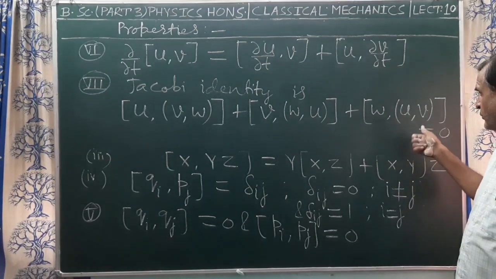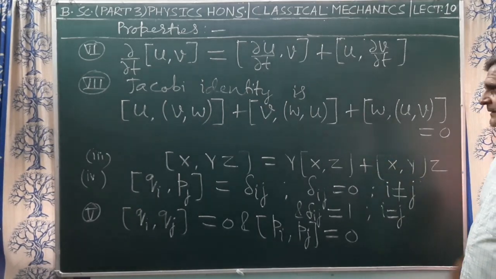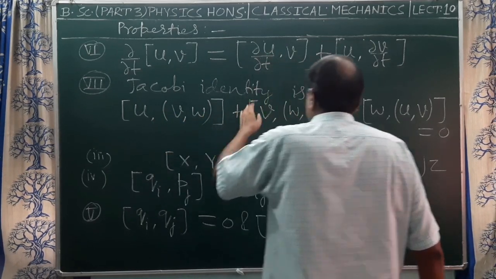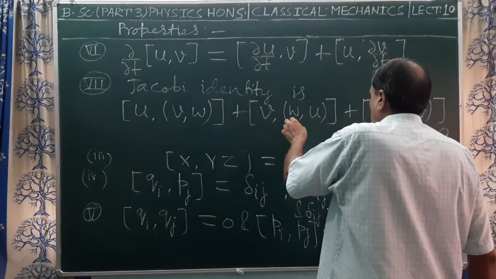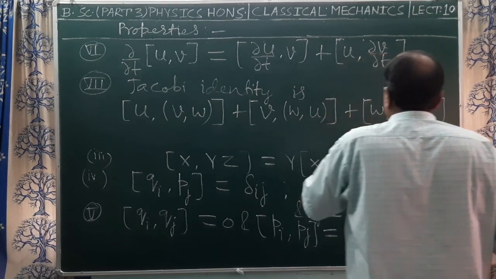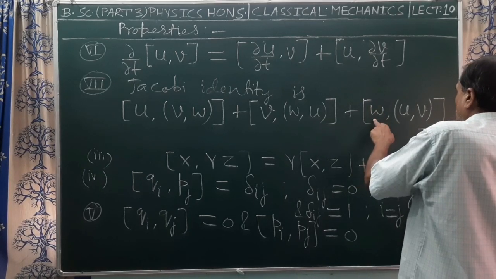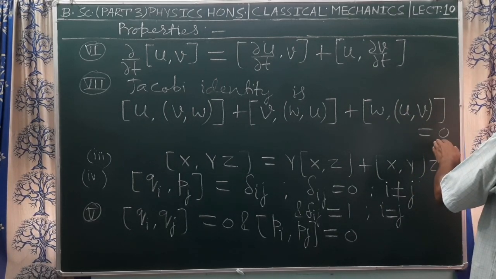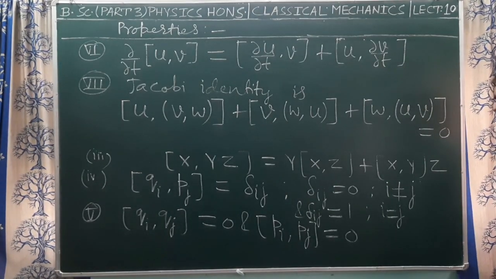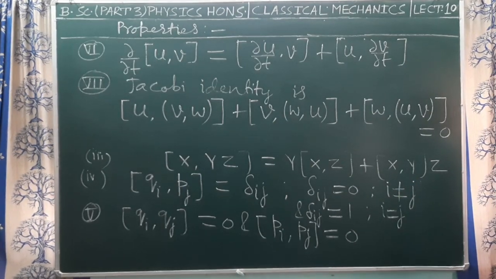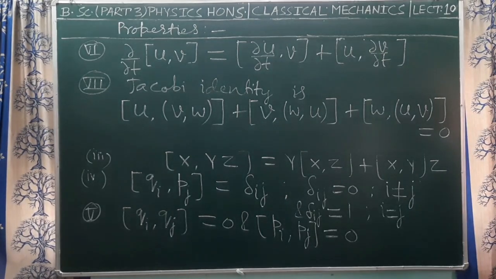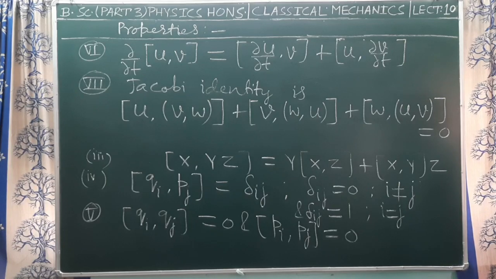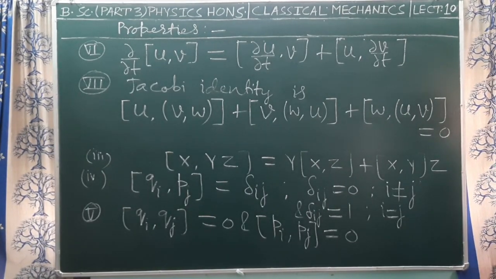We can prove the Jacobi identity, that is the sum of all three terms in the LHS, that is under square bracket u comma under bracket v comma w, plus under square bracket v comma under the small bracket w comma u, with w and u together in the second term, bracket closed, square bracket closed, plus under square bracket w comma under small bracket u comma v, square bracket closed, is equal to 0. The sum of all three terms is equal to 0, and it is called the Jacobi identity. The Jacobi identity we will prove in another video.